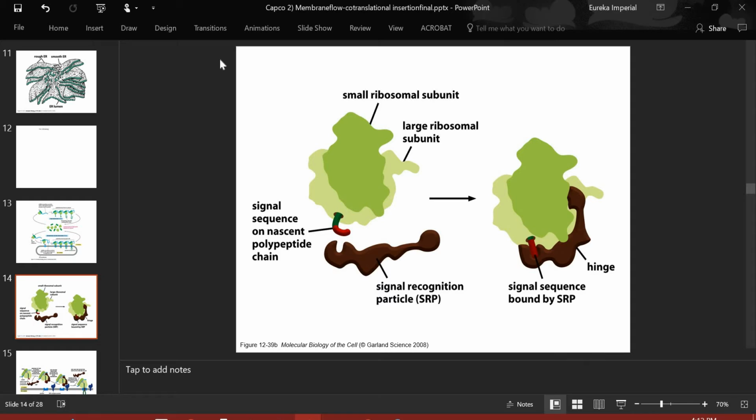Thus, the SRP and SRP receptor function as molecular matchmakers, connecting ribosomes that are synthesizing proteins containing ER signal sequences to available ER translocation channels. In addition to directing proteins to the ER, the signal sequence functions to open the translocation channel. The signal peptide remains bound to the channel, while the rest of the protein chain is threaded through the membrane as a large loop.